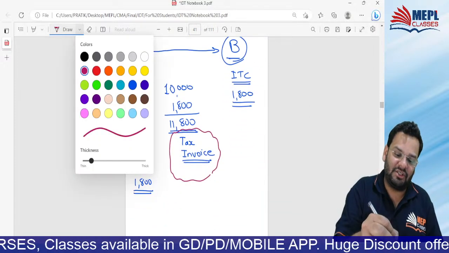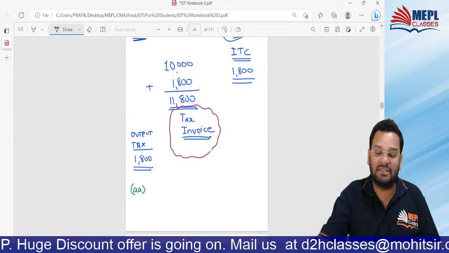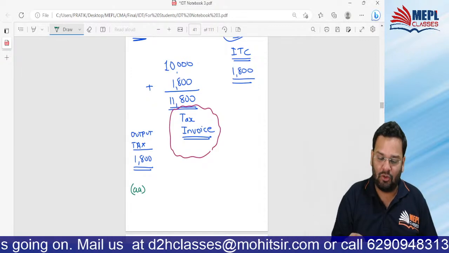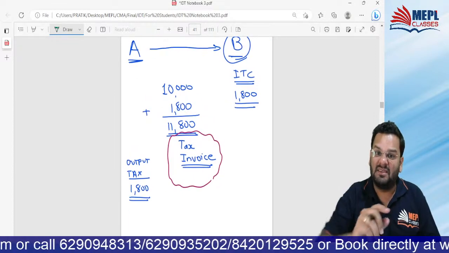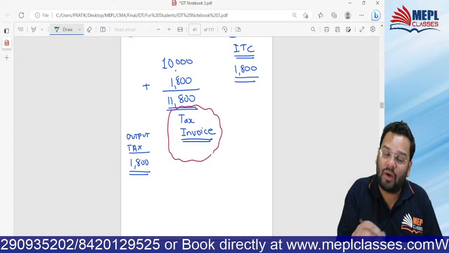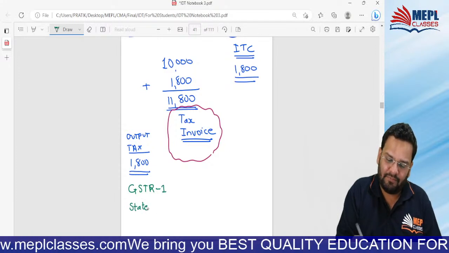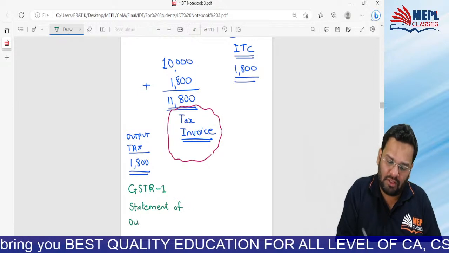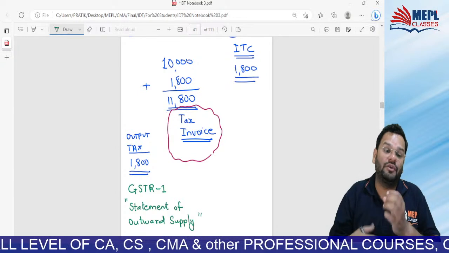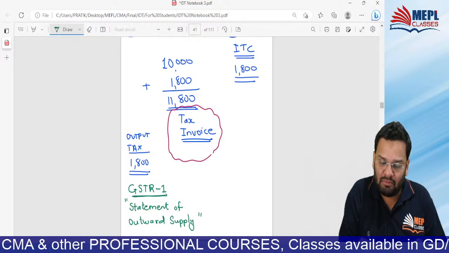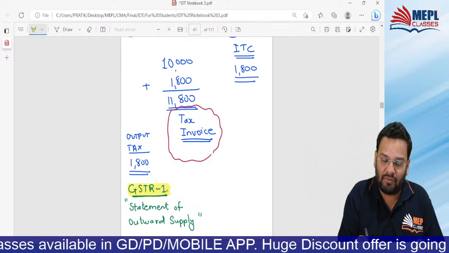Then the next condition. What is the next condition? It's a brand new condition, a newly inserted condition. Please understand. Before I go to that condition, one very basic thing I will tell you. Since it is output tax for A, it is an outward supply for A, and A is required to furnish something called GSTR1. What is GSTR1? It is a statement of outward supply. Outward supply means what? Sales or provision of services. Whatever is supplied needs to be mentioned in a statement called GSTR1.